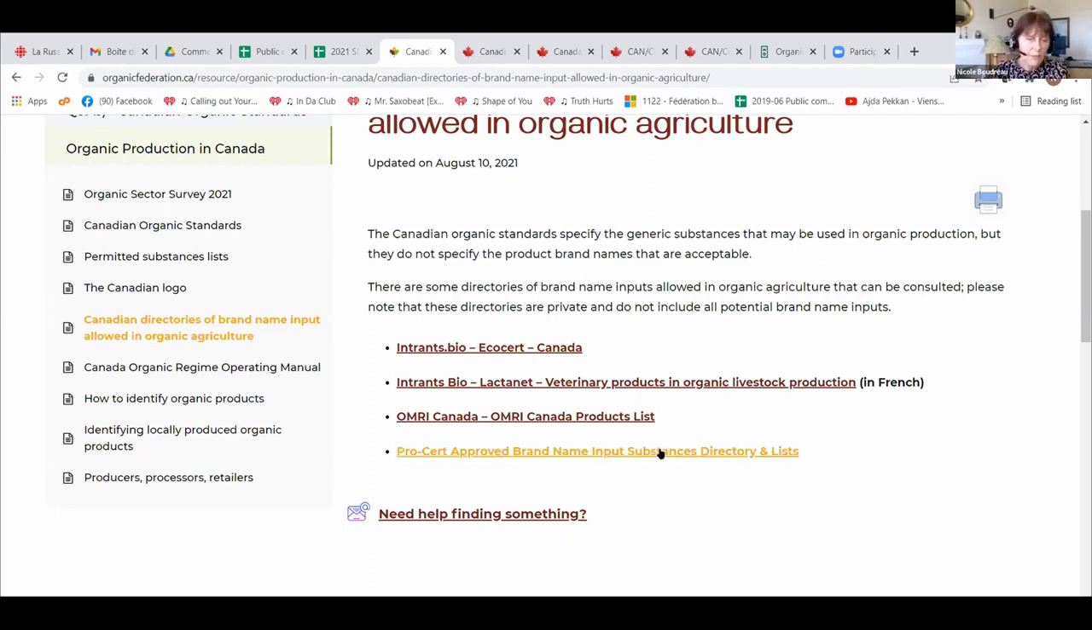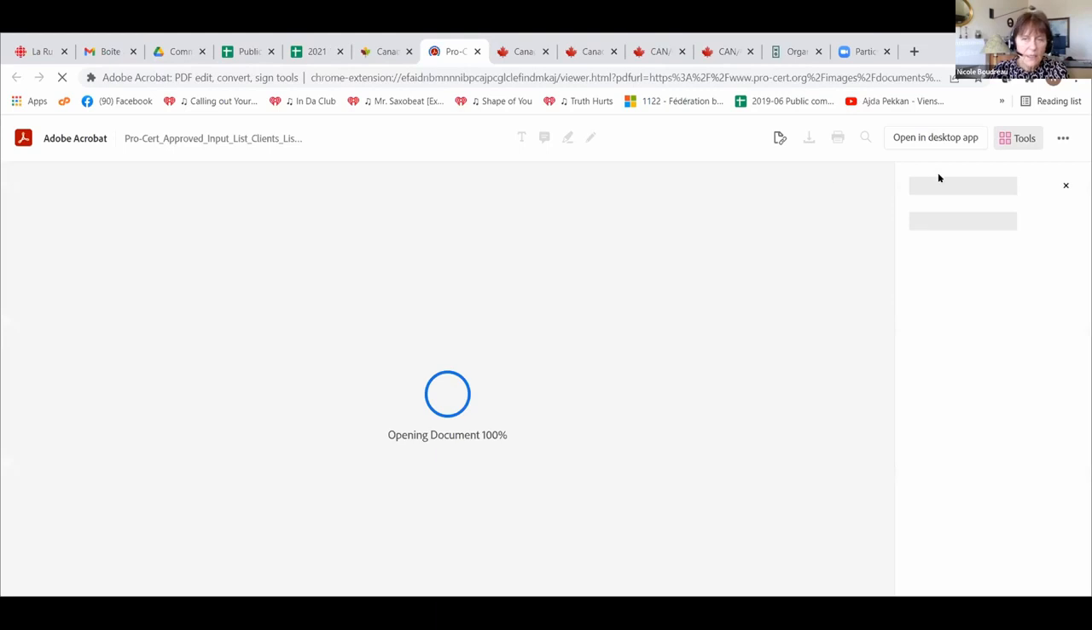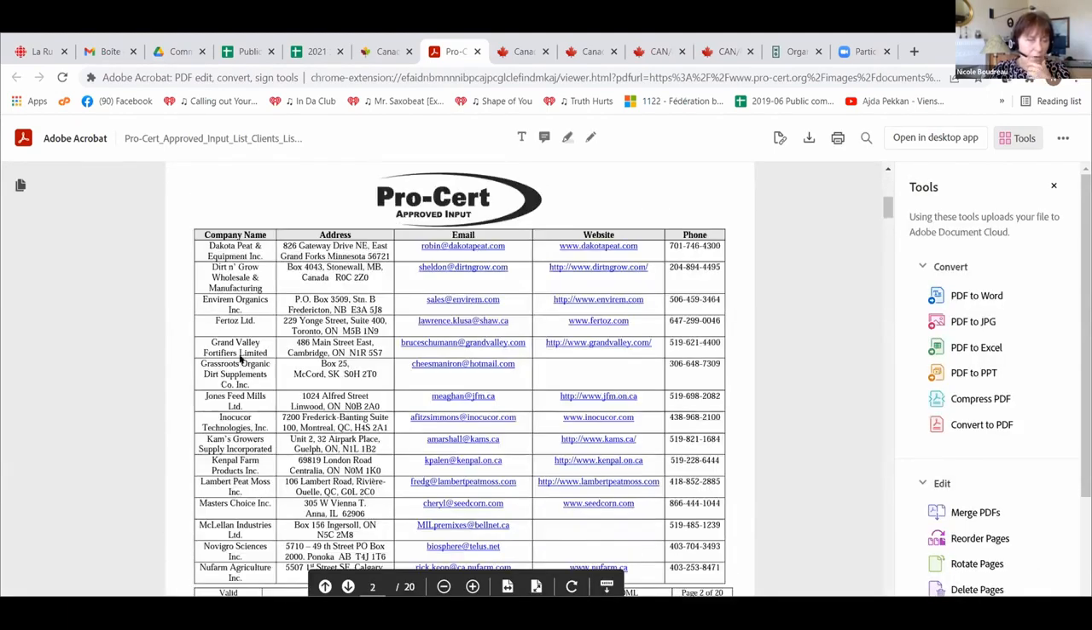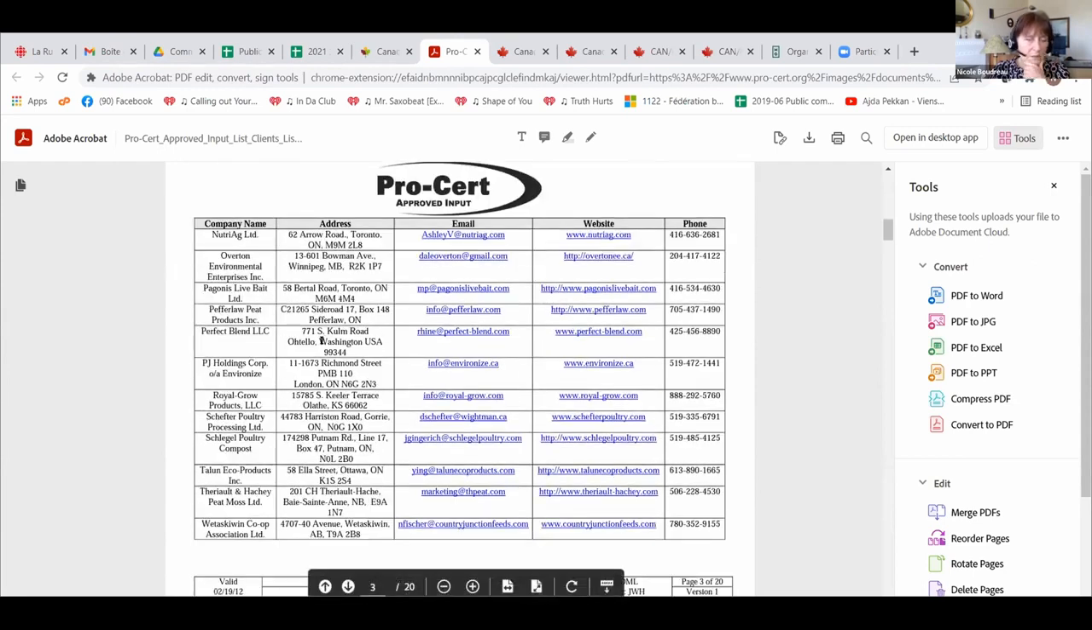If we go on the ProCert website, you can find the list of brand names. Is it opening? It is a full list of brand names under which you can buy the substances you want to use in your certified organic operation. It doesn't cover all the brand names because the manufacturers have to pay. It is a lucrative program.